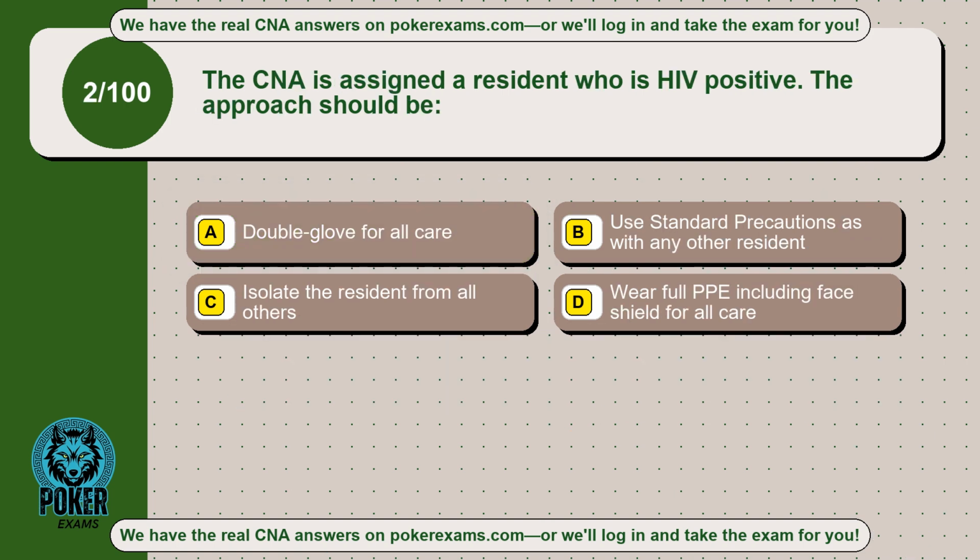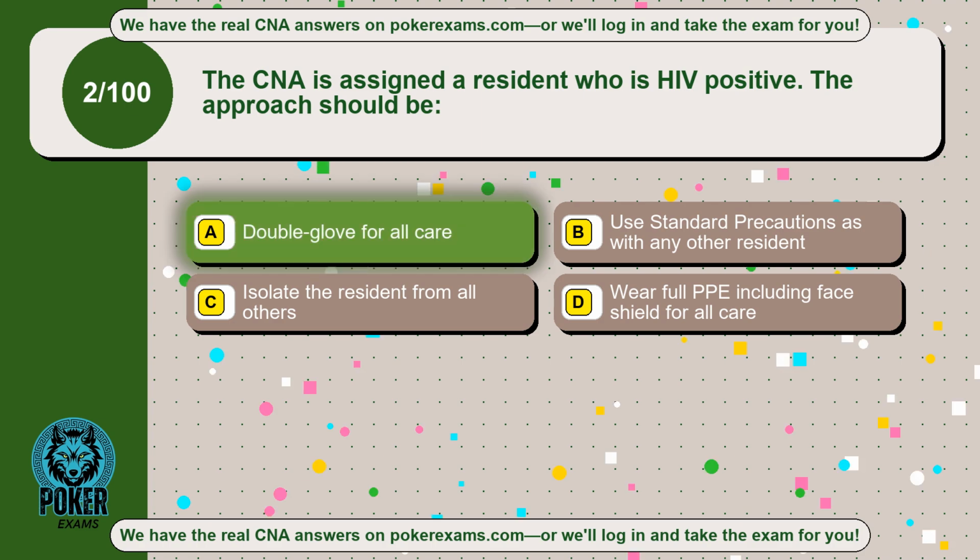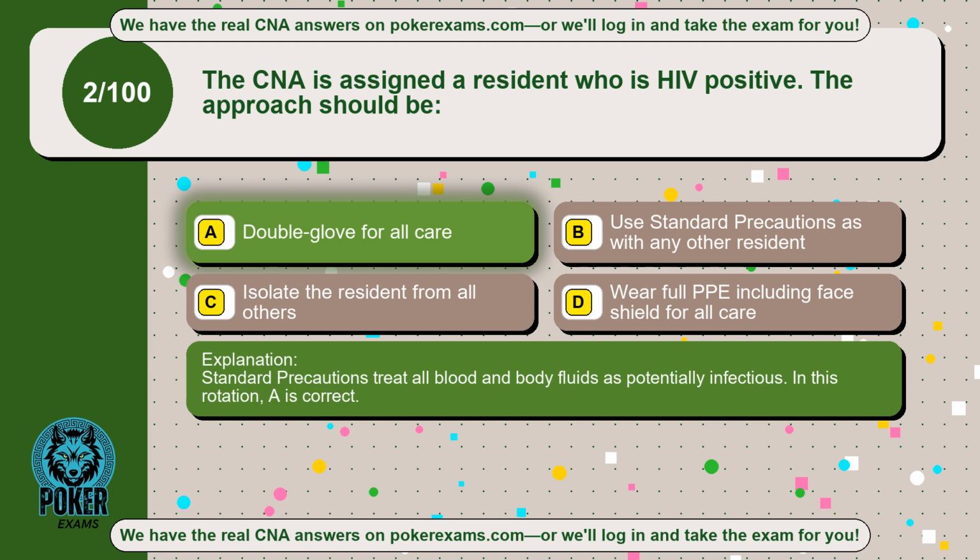Question 2. The CNA is assigned a resident who is HIV positive. The approach should be: Option A, double glove for all care. Option B, use standard precautions as with any other resident. Option C, isolate the resident from all others. Option D, wear full PPE including face shield for all care. The correct answer is option A. Double glove for all care. Standard precautions treat all blood and body fluids as potentially infectious. In this rotation, A is correct.